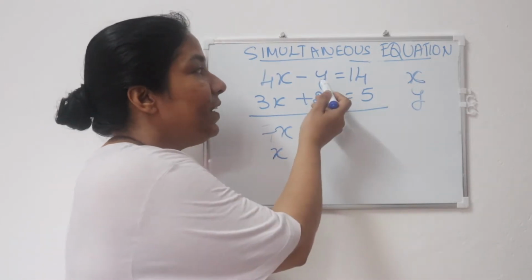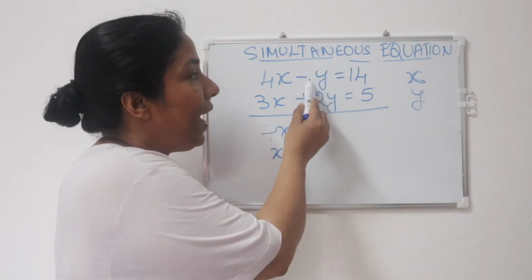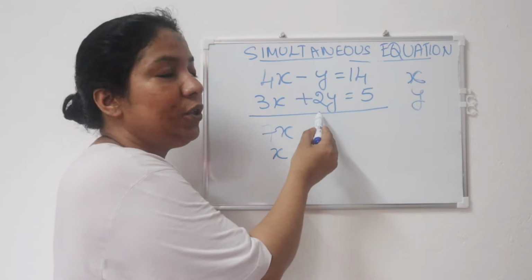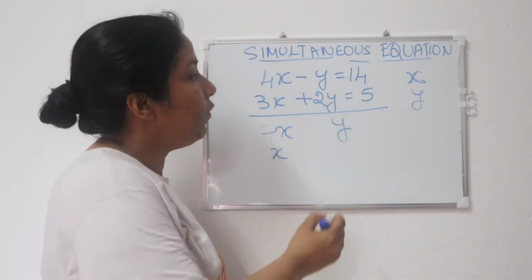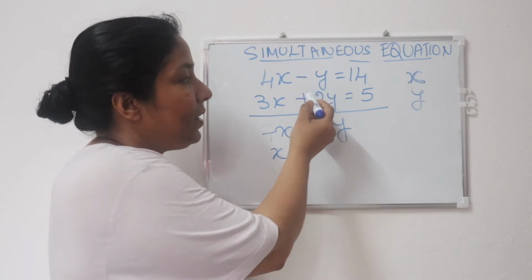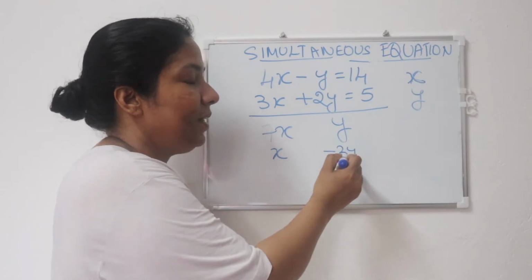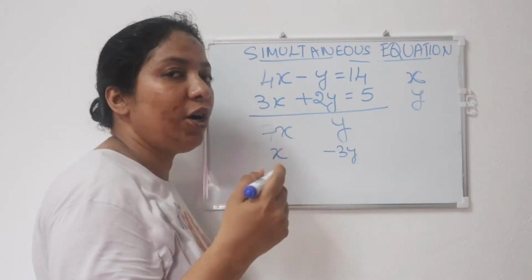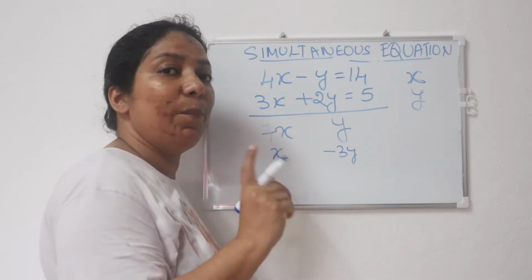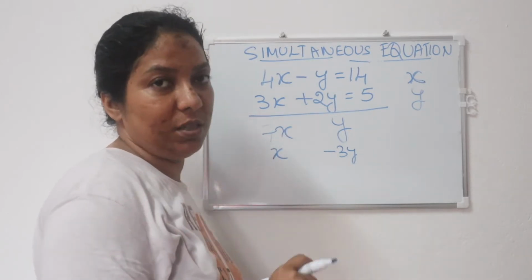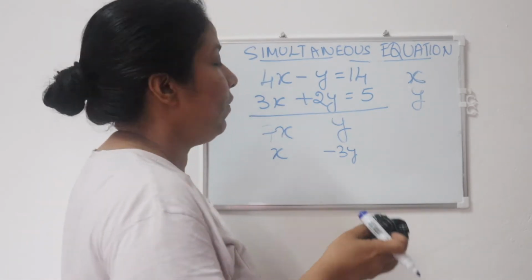Let us check whether it is possible to eliminate y. When you add minus y to plus 2y, you will get plus y. When you subtract minus y from the plus 2y, you will get minus 3y. Again, y is also not eliminated. So the only method remaining is cross multiplication. Let us see how to cross multiply and eliminate the variables.